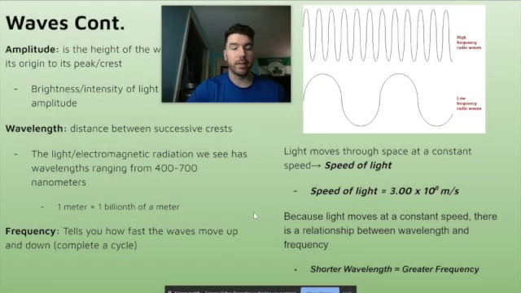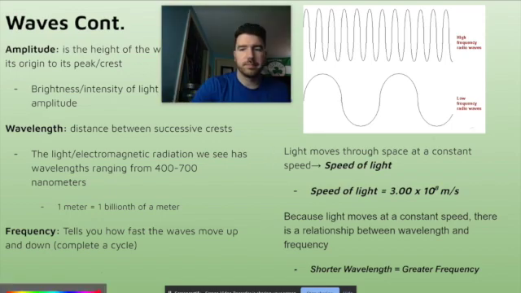The next characteristic we have is frequency. The frequency just tells you how fast the waves move up and down, or how fast they take to complete a cycle. If you think of the word frequency like we use it, it's how often something happens. So how often a cycle happens.